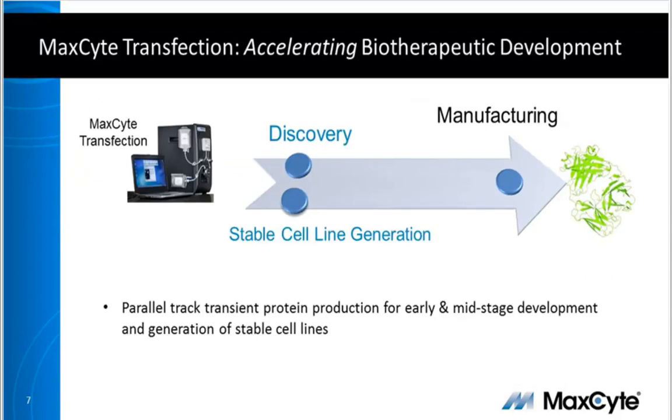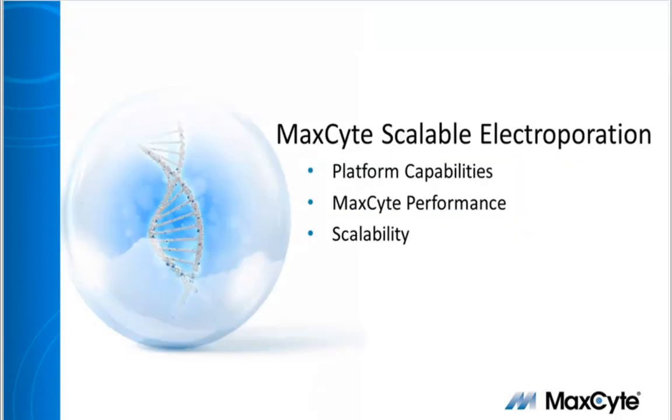Maxcyte Transfection can also significantly streamline development timelines by enabling parallel tracking of transient protein production for their characterization and generation of stable cell lines, thus eliminating any delays within the development process for migration to stable protein expression.